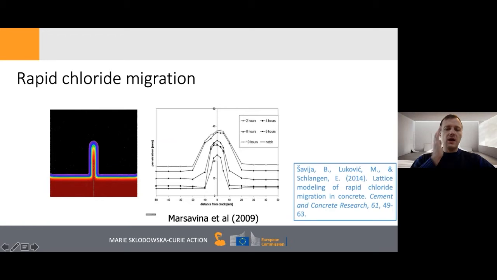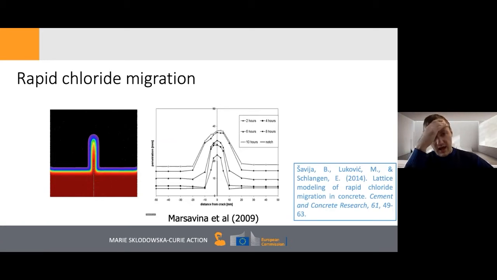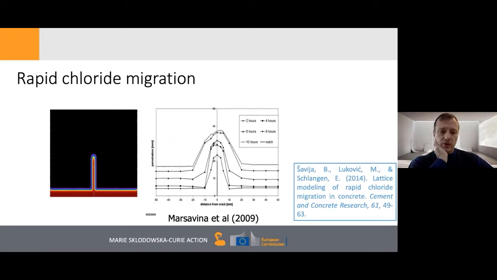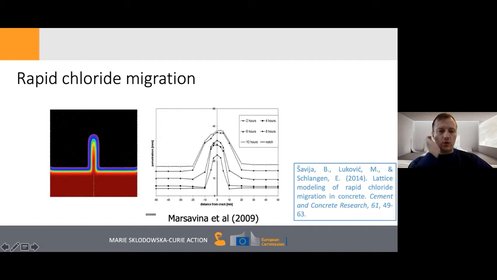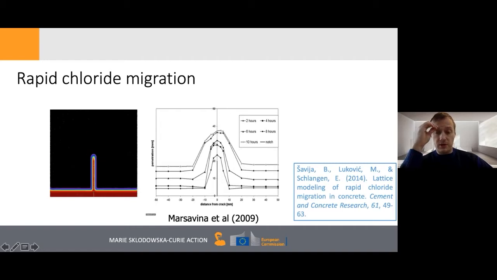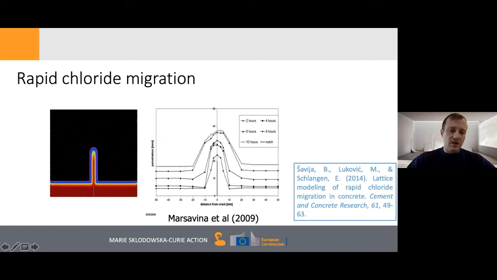So once we realized that, we could also simulate some experiments. These are experiments performed at the University of Ghent, where they have actually introduced an artificial crack of different widths, and then exposed the specimen to rapid chloride migration for different periods of time. And then you see that actually the penetration of the chloride is quite enhanced in front of the notch tip, but it's not as wide as a diffusion profile. And this is also what we see in the experiments here. So this model was also able to reproduce these experiments quite nicely.